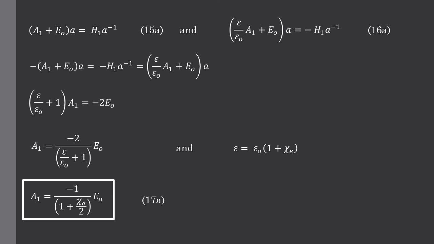Now we have a1 solved. It's minus e naught over 1 plus chi over 2, and now all there is to do is to repeat this process, solving for a lambda for the other lambdas and solving for b sub lambda in general.